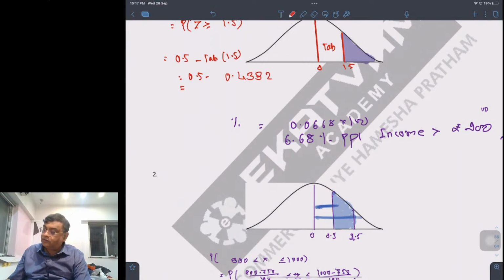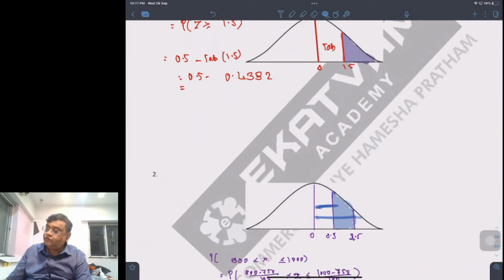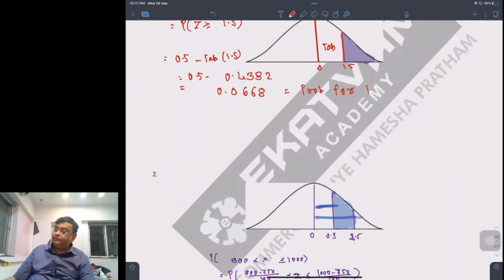अभी ये कितना आया? What is this? 0.5 minus 0.4332 comes to be what? 0.0668. अभी ये 0.0668 क्या हो गया? This is the probability for 1.